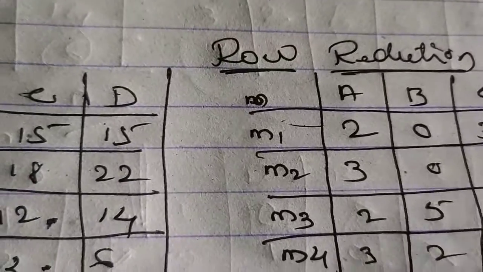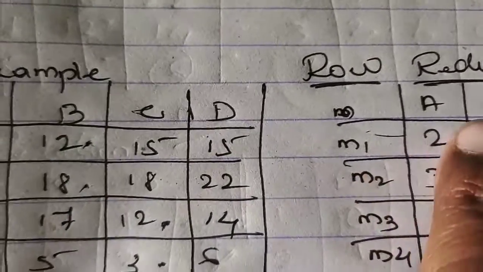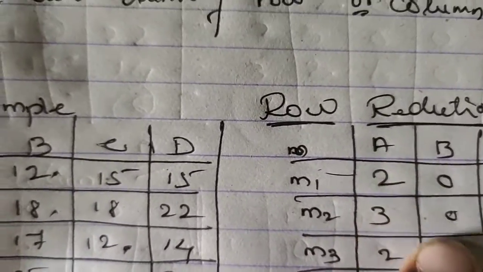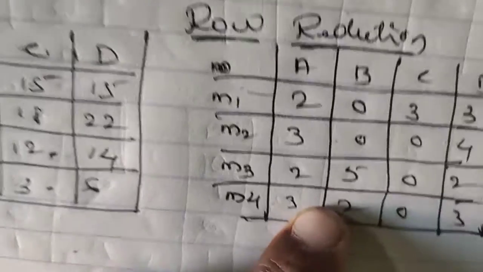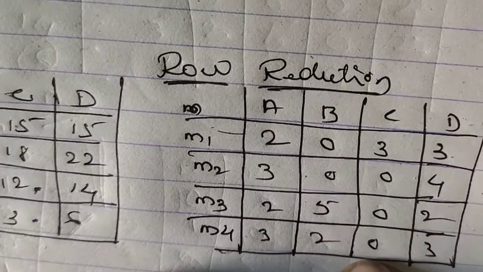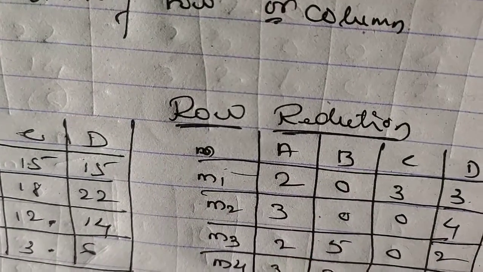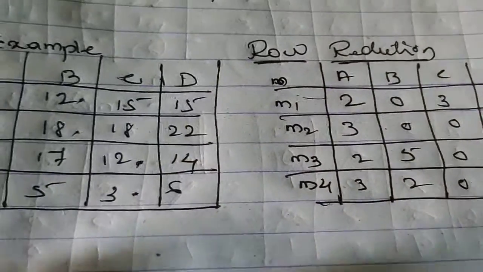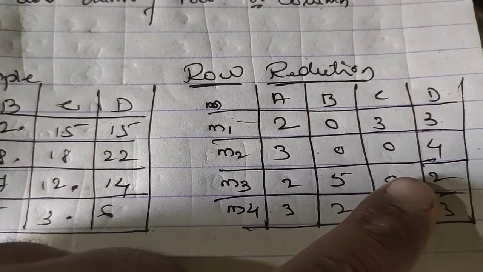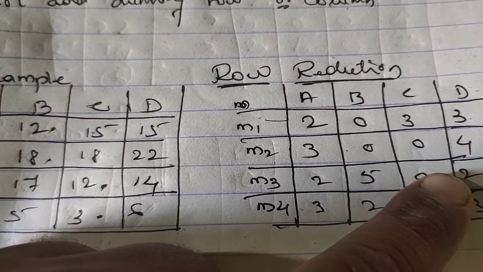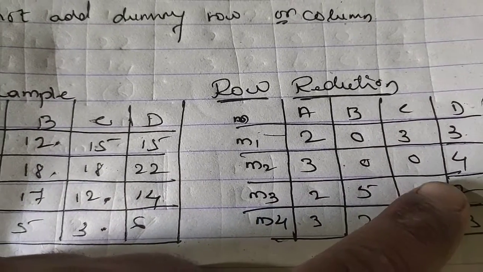And then similarly in the second column B, 0 is the minimum value, so there are no changes in the column; rewrite column B. Similarly, coming to the C column, here also we have the 0 element, so it is not necessary to make any changes. Then coming to the fourth column, here the value 2 is the minimum value, and again we subtract 2 from the remaining elements.